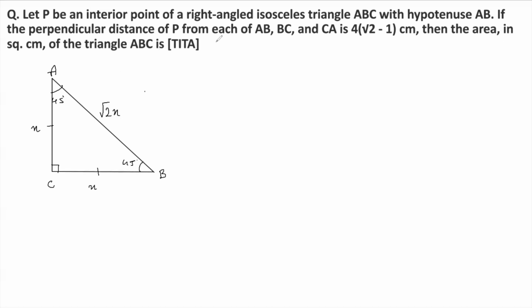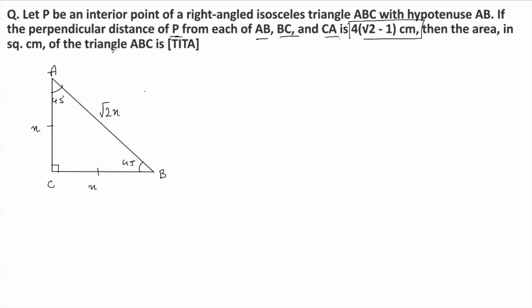If the perpendicular distance of a point P from each of AB, BC and CA is 4 times (root 2 minus 1) centimeters, then the area in square centimeters of the triangle ABC is? Type in the answer question. Very superb question, very simple also. So let's see how we deal with this.